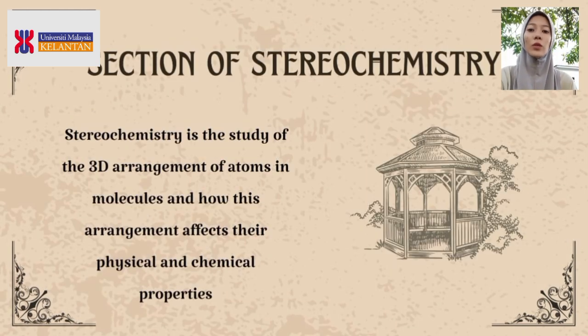Stereochemistry is the study of how atoms are arranged in three-dimensional space inside a molecule. This 3D arrangement is very important because it can change the chemical and physical properties of a substance even if the formula is the same.